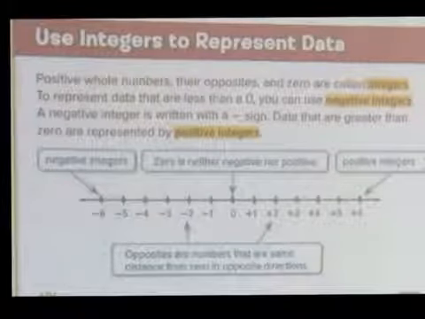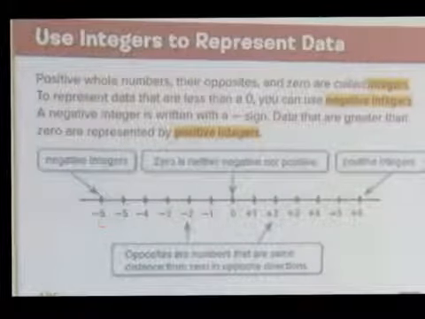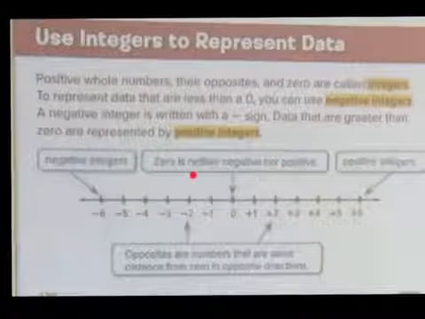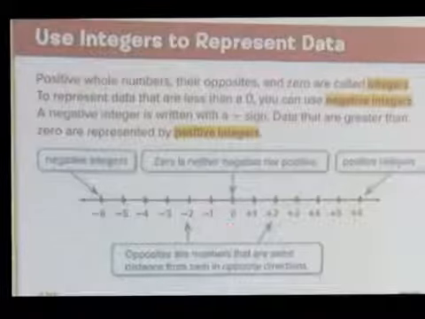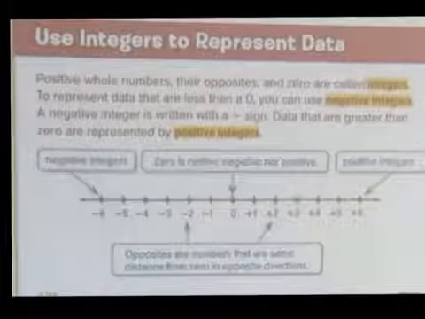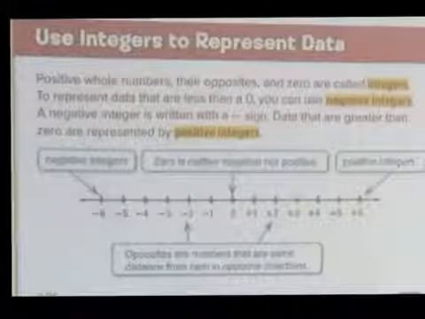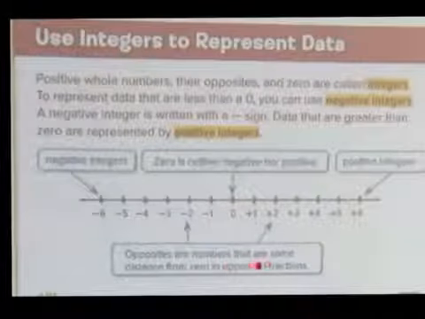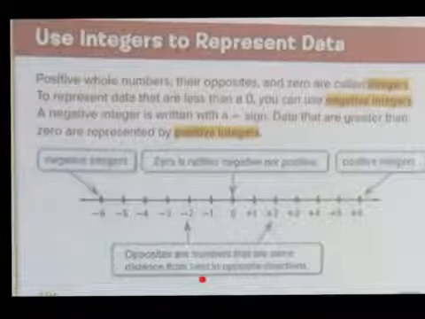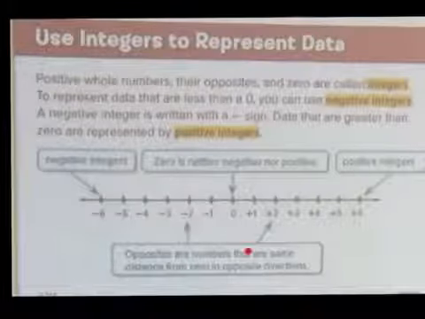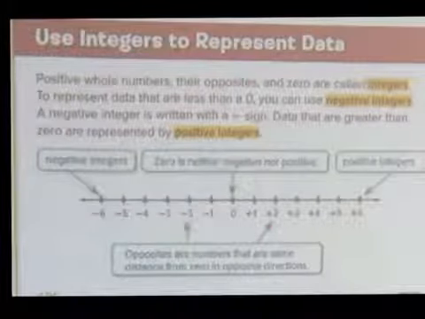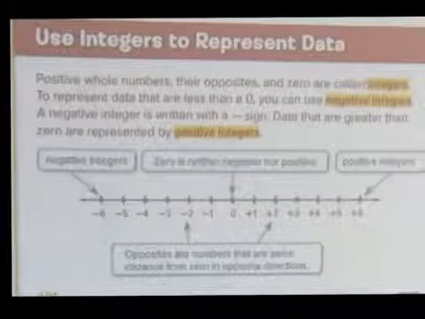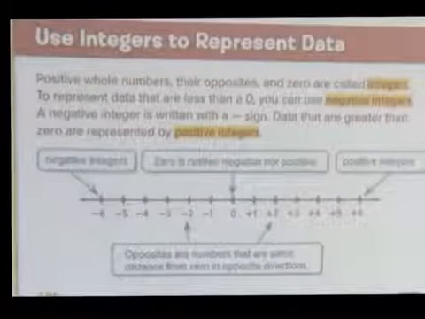So we have negative integers, you can see all on this side, and positive integers. But 0 is neither negative nor positive. It's simply a placeholder. Don't forget that, boys and girls. There's no such thing as positive or -0. Opposites are the numbers that are the same distance from 0 in opposite directions. So +2 and -2 are opposite numbers. They have the same absolute value.